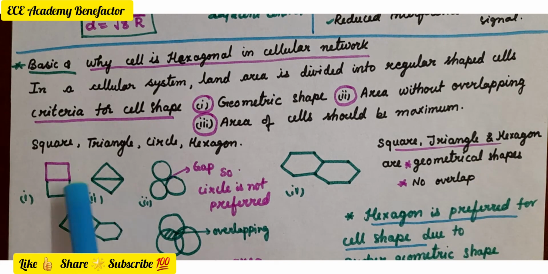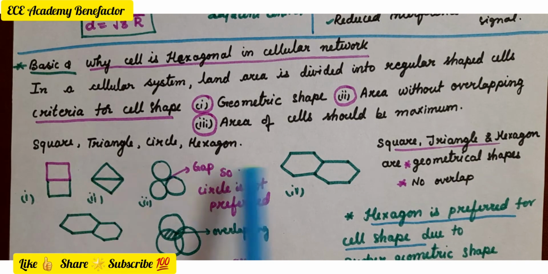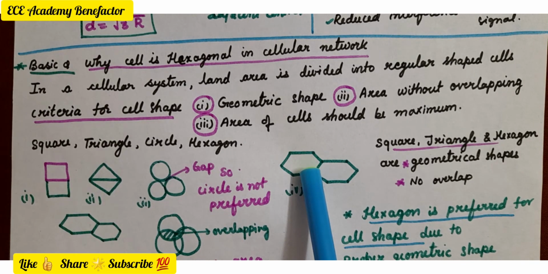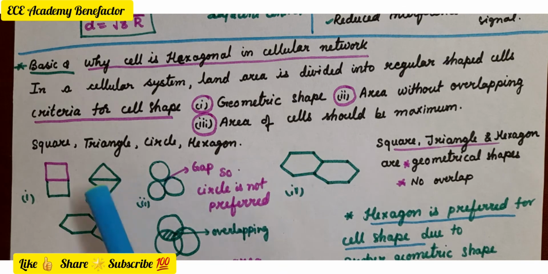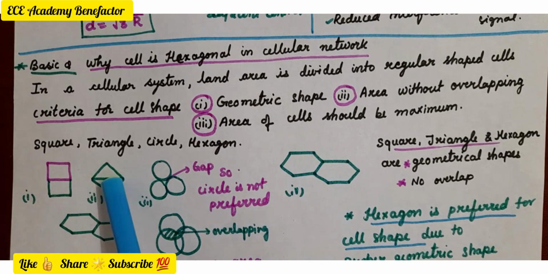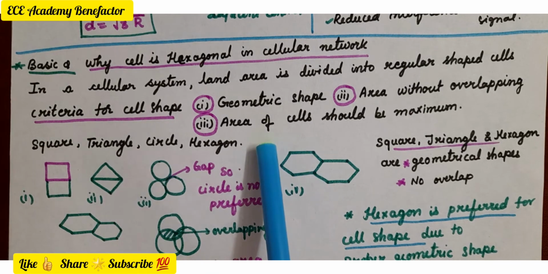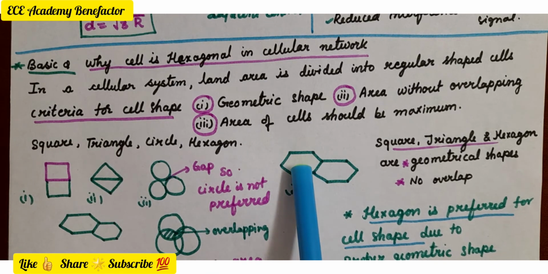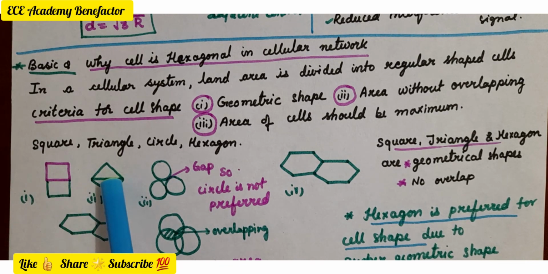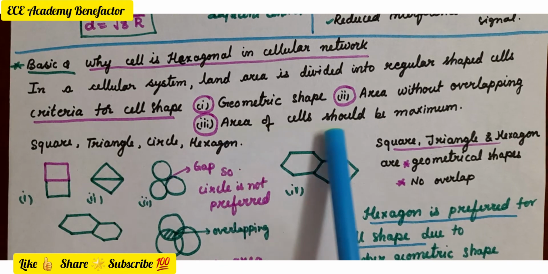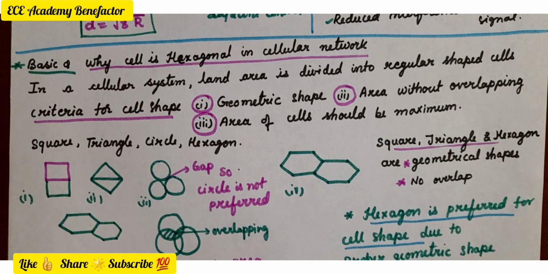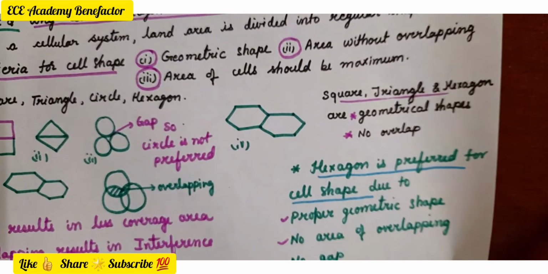So out of this, square, triangle and hexagon, these three are satisfying the first two criteria, that is geometric shape and no overlapping also. So why is hexagon preferred over these two? Coming to the third point, the area of the cell is maximum compared to square and triangle. So the third point is satisfied, the area of the cell should be maximum. Okay, so that is what is written here.